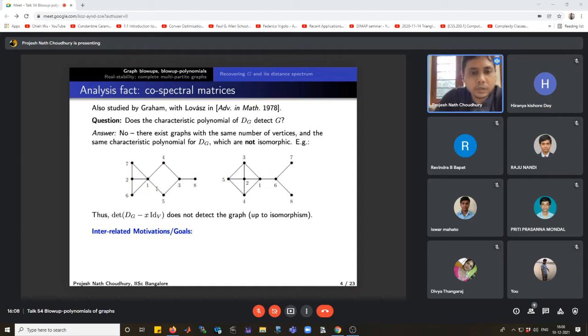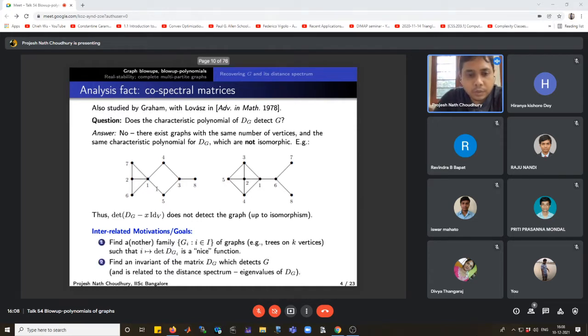This gives us two interrelated motivations or goals. We want to find other families of graphs G_i indexed by some set I, for example, a family of trees on a fixed number of nodes, such that the function i goes to the determinant of the distance matrix is a nice function. For example, here the function is a constant function and is purely a number in terms of the number of nodes.